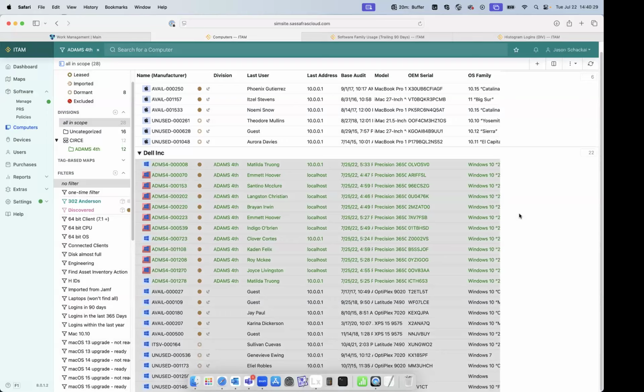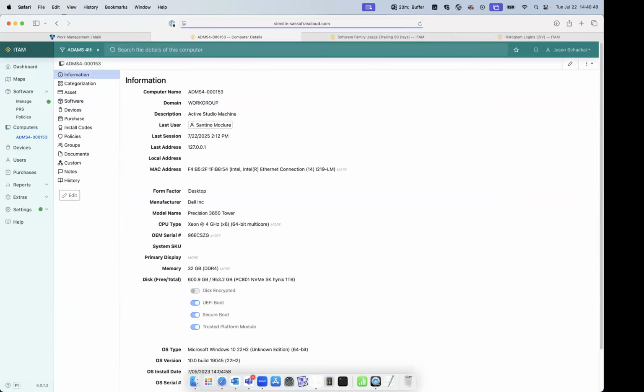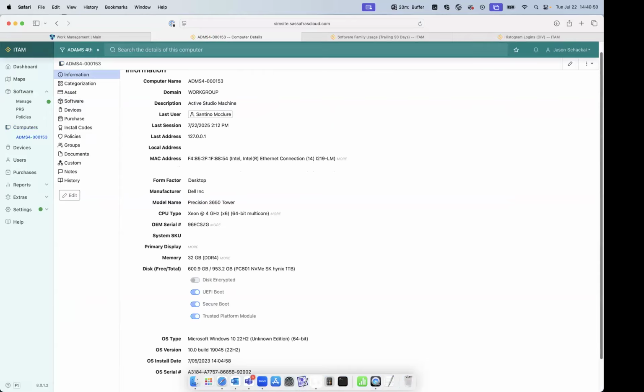So it makes it really easy, whether you're doing manual edits or automated changes that are either discovered on the devices or imported from other locations. It's really easy to get those kinds of details updated throughout the environment. If we zoom into a particular machine here, just want to give you a quick view of the kind of asset details that we capture.